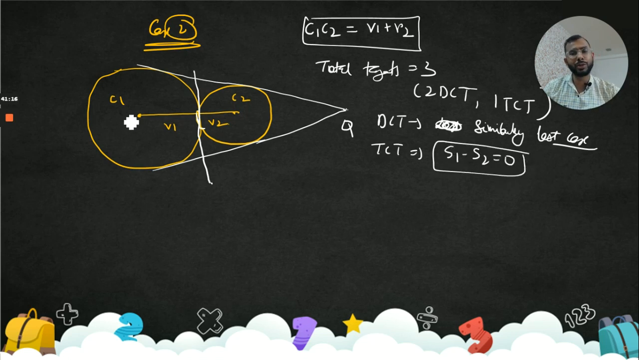S1 minus S2 equal to 0 means just subtract both of them. Here S1 does not mean you have to substitute the point. It's like the first circle minus the second circle. Like x square plus y square minus 4, and this is x minus 5 whole square plus y square minus 1. Just subtract both of them. You will get a linear equation. That would be your answer.